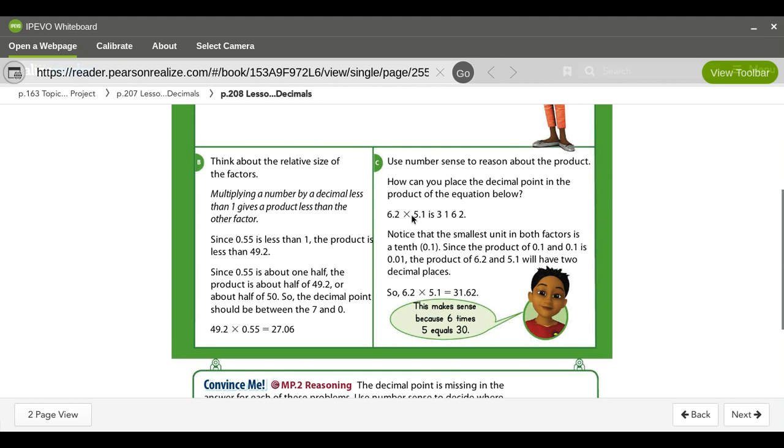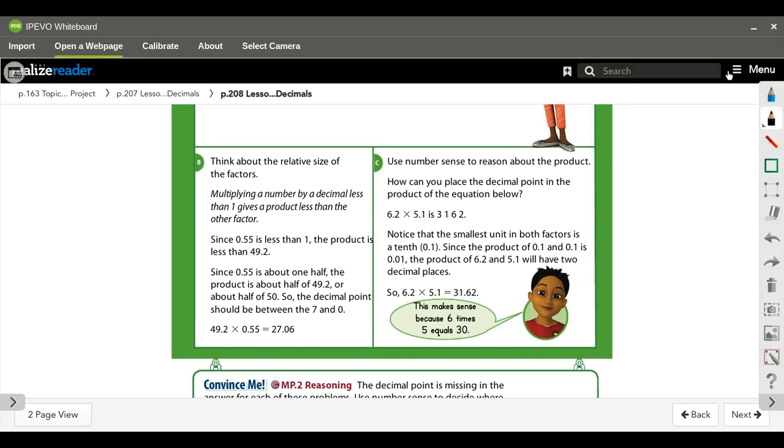If I have 6 and 2 tenths multiplied by 5 and 1 tenths, it's going to be 31 and 62, or 3162. And then here's my decimal. So again, I'm going to use estimation where I can. I'm going to use what I know. So I'm going to do 5 times 6 because both of those would round to whole numbers. I get 30. Well, 3162, in order to make that number near 30, the decimal is going to go between the 1 and the 6. And by doing that, that's near my estimation.